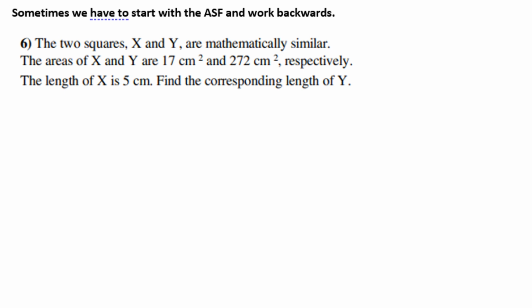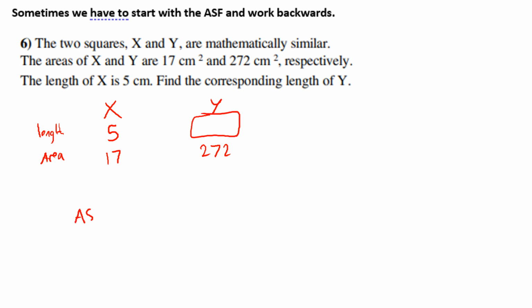So we've got two mathematically similar shapes. We're told their areas this time. We're told an area of 17 and 272. And we want to find the lengths that go with x and y. So if we talk about length, we have got 5, and we want to find what y is. We've got 17, this is for area, and 272. And this is the blank thing we don't know.